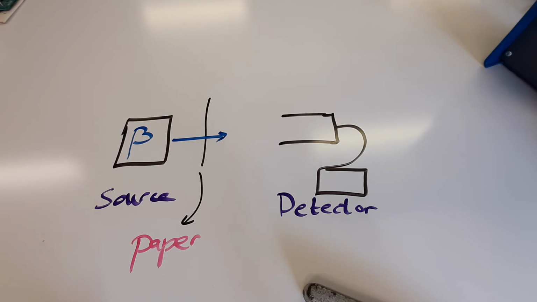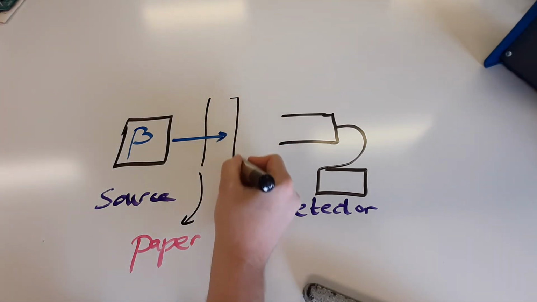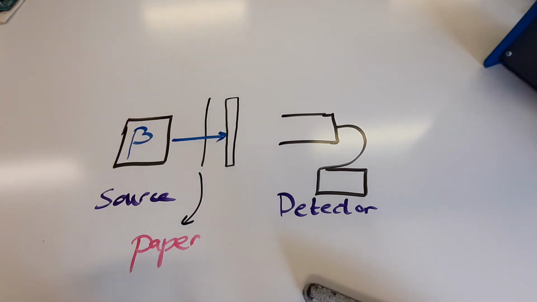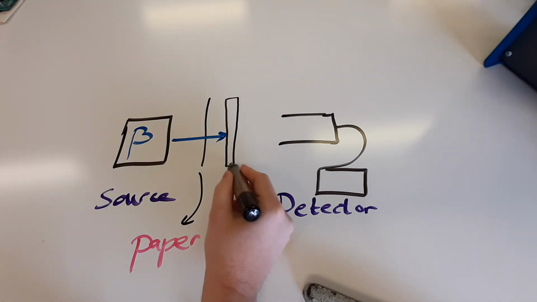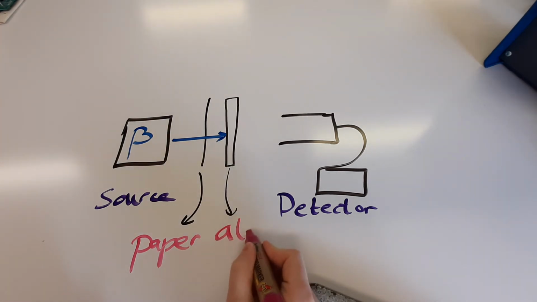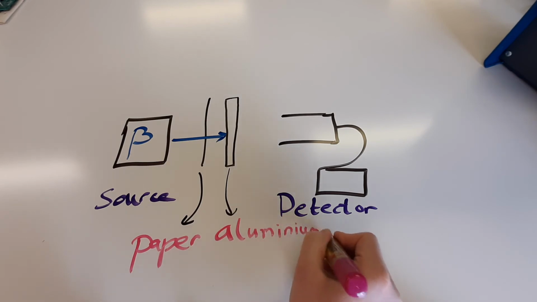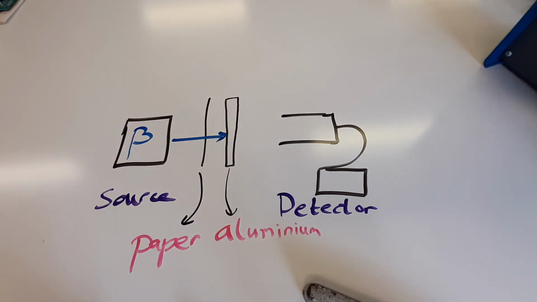So then what can you add? Well, this is what you can add. Another barrier. And that's going to be some aluminium. And the beta particles will be stopped by the aluminium. And that's pretty much how you do it.